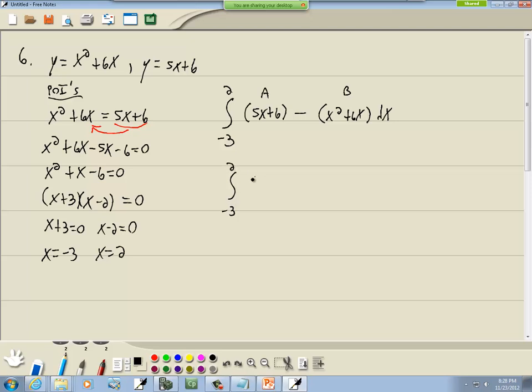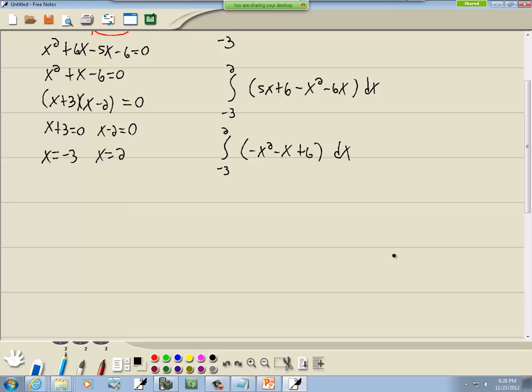Okay, so then we have 5x plus 6. Negative out in front flips the sign of everything, so it becomes a negative x squared minus 6x, dx, which gives us negative x squared, 5x minus 6x is minus x, plus 6, dx. And so then we'll add 1 to our power, divide by our new power. So that gives us negative 1/3 x to the third minus 1/2 x squared plus 6x.